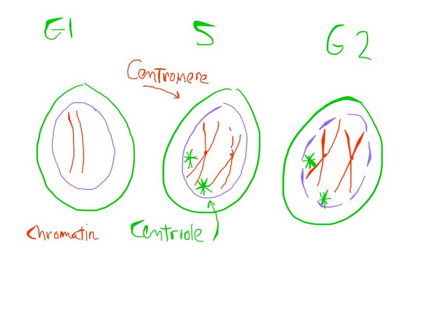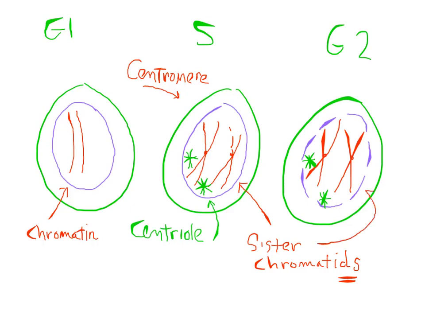In G1, the DNA fragments are called chromatin. But in S phase and G2, when they're connected, they're referred to as sister chromatids. One other thing, the DNA will have to condense in order to be moved around, and so it will look a little bit thicker, somewhat like what I've drawn here. It starts to become visible with the aid of a light microscope.